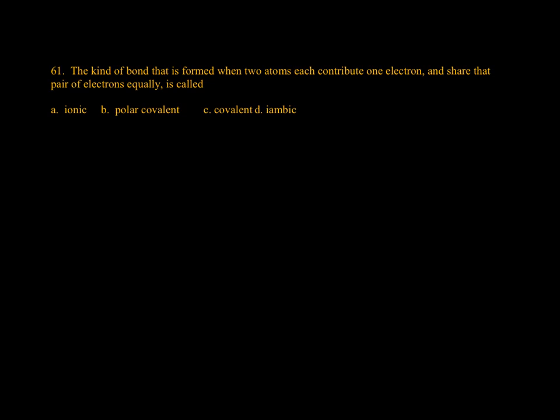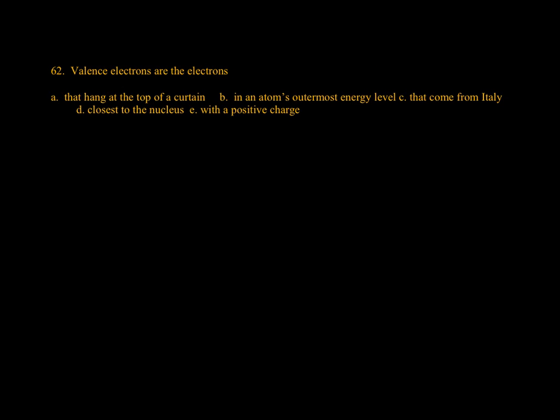The bond that's formed when atoms contribute or share electrons equally, that's a key thing here. So it's not ionic, because they're not actually taking electrons from each other, they're sharing. If it was an unequal sharing, that would be called polar covalent, but equal sharing is covalent bonding. Valence electrons are the outermost electrons, the ones on the highest energy level. If you've got three layers of electrons, the third layer, the one farthest out, are called the valence electrons.